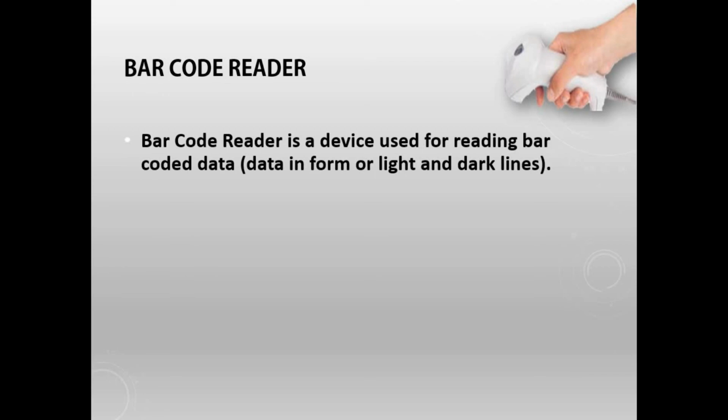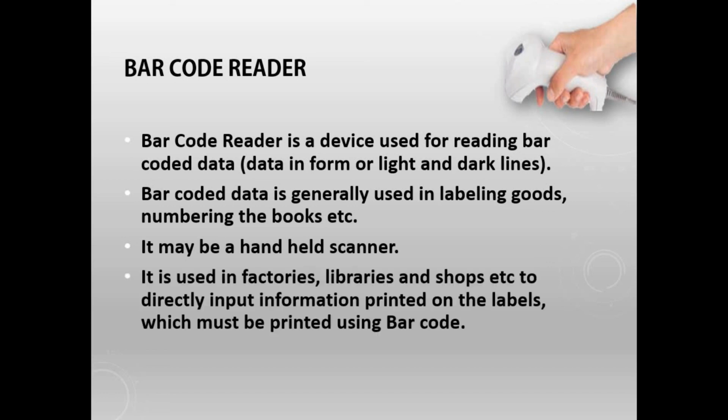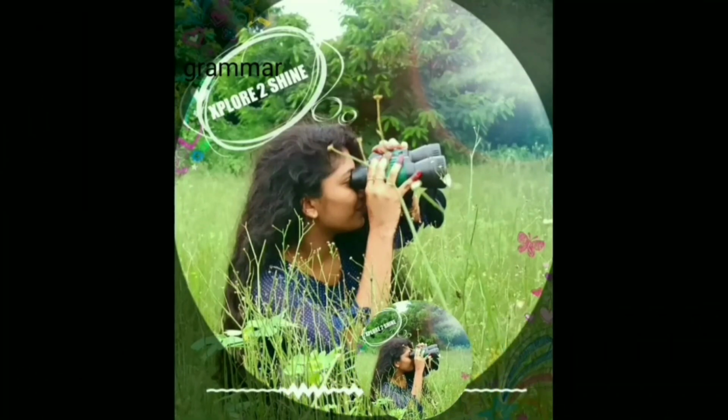Barcode reader. It is a device used for reading bar-coded data. It is the data which is in the form of light and dark lines. Bar-coded data is generally used in labeling goods and numbering books. It may be a handheld scanner. It is used in factories, libraries, and shops to directly input information printed on the labels, which must be printed using barcode.